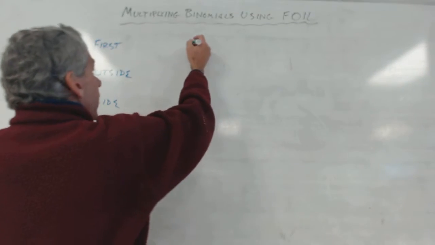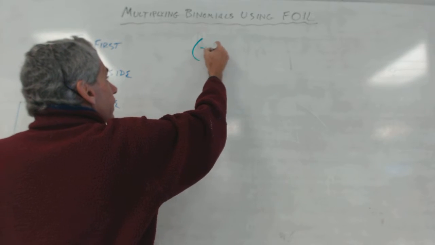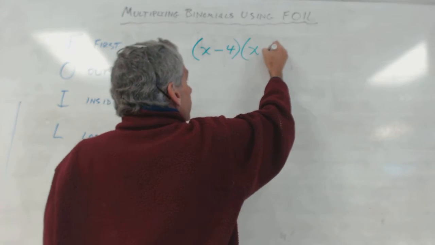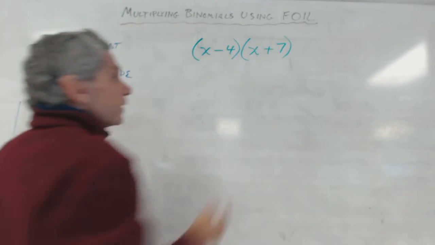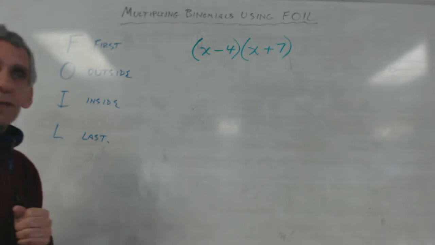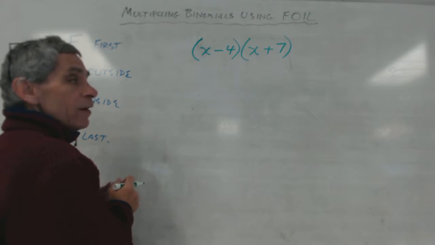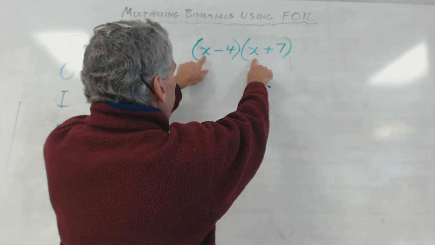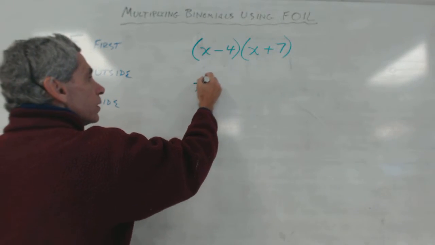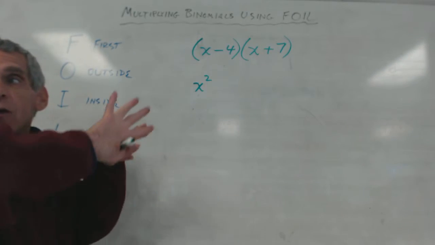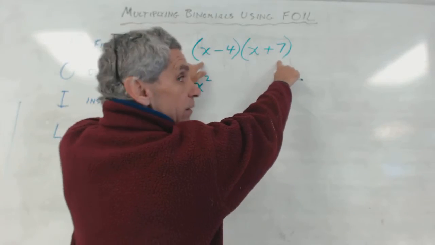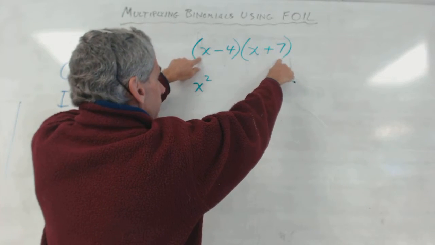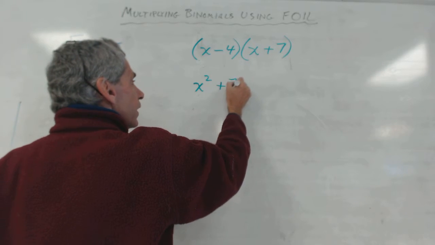Okay, let's try this one. How about we do x minus 4 times x plus 7. That looks scary, right? With all those weird numbers. All right, let's try it. First of each of the binomials would be x times x, which is x squared. Now my outside, 7 times x. 7x, and it's positive, right? So I'll put plus 7x.